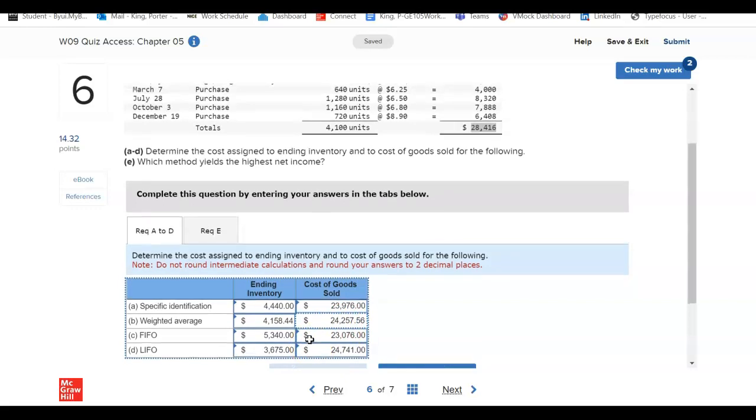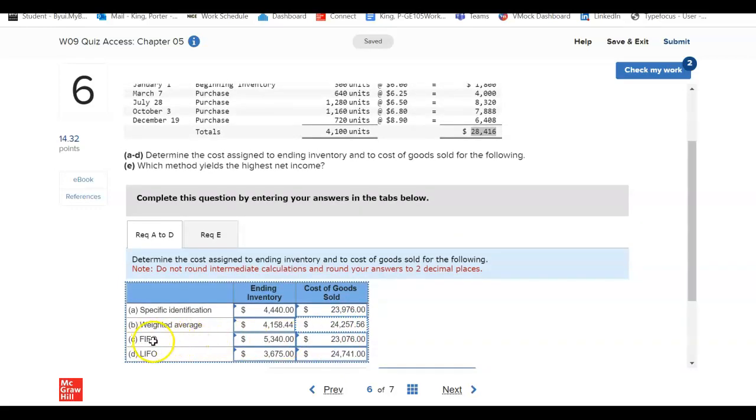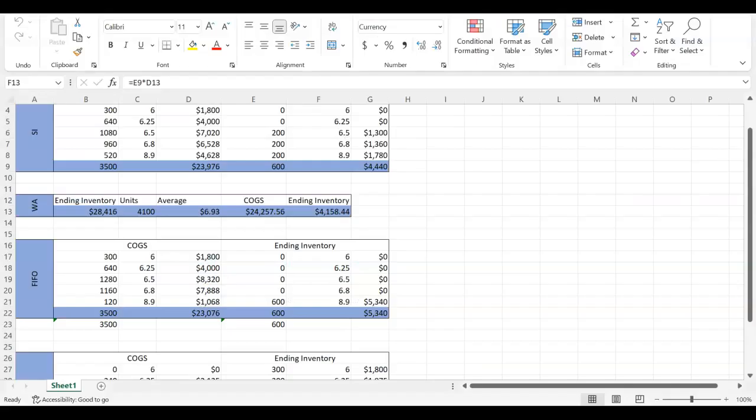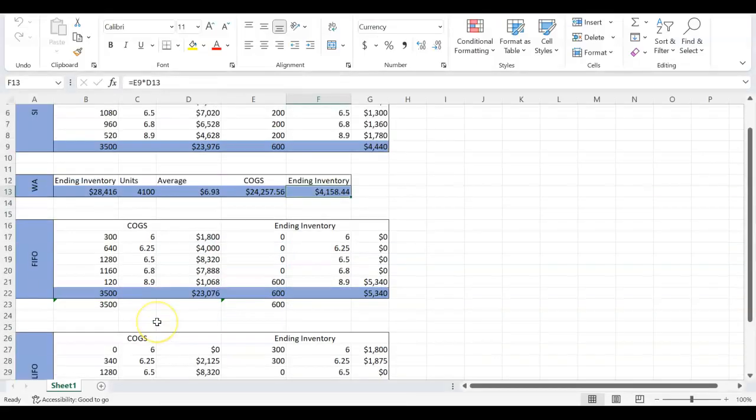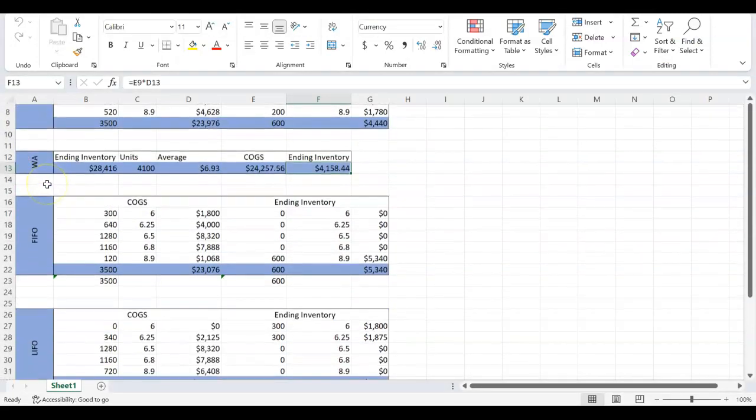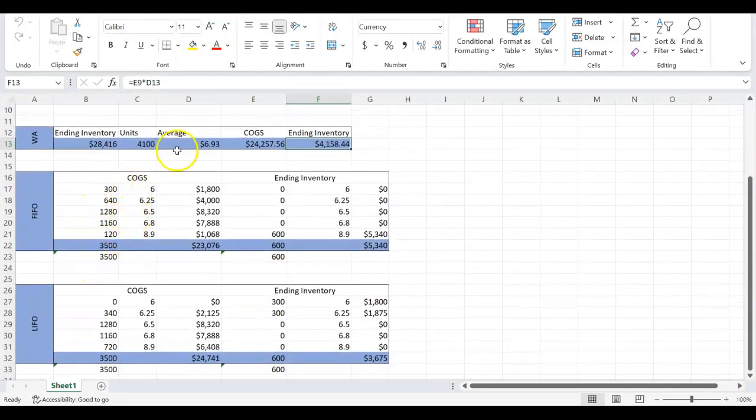24,257.56. Our third step was to figure out the first in, first out method of working with it. So I did kind of the same thing from our specific identification, where I punched in all the units, but with this one I started with the 3,500 in this column, and in the column right below it I put the sum of B17 to B21 so that I could track how much I was putting in or taking out from this.